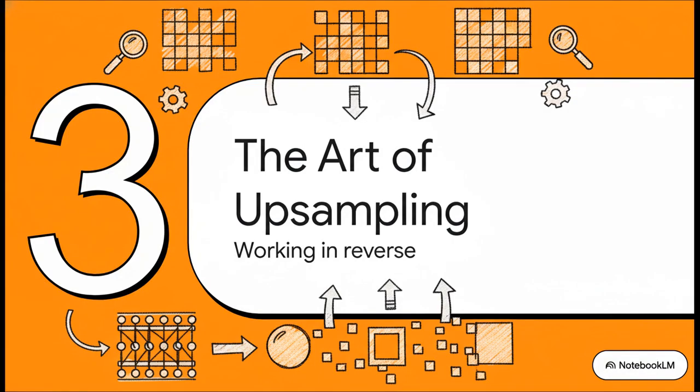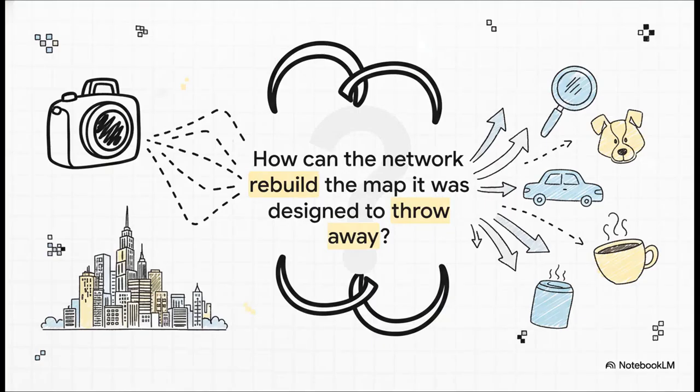Well, the answer is this really clever trick called upsampling. It's almost like we're teaching the network to work backward to rebuild the very spatial map that it was designed to throw away in the first place. And yeah, this really is the million-dollar question, right? The whole point of the network was to trade fine detail for a big picture understanding. So how can we possibly go in reverse and get that detail back when we need it?